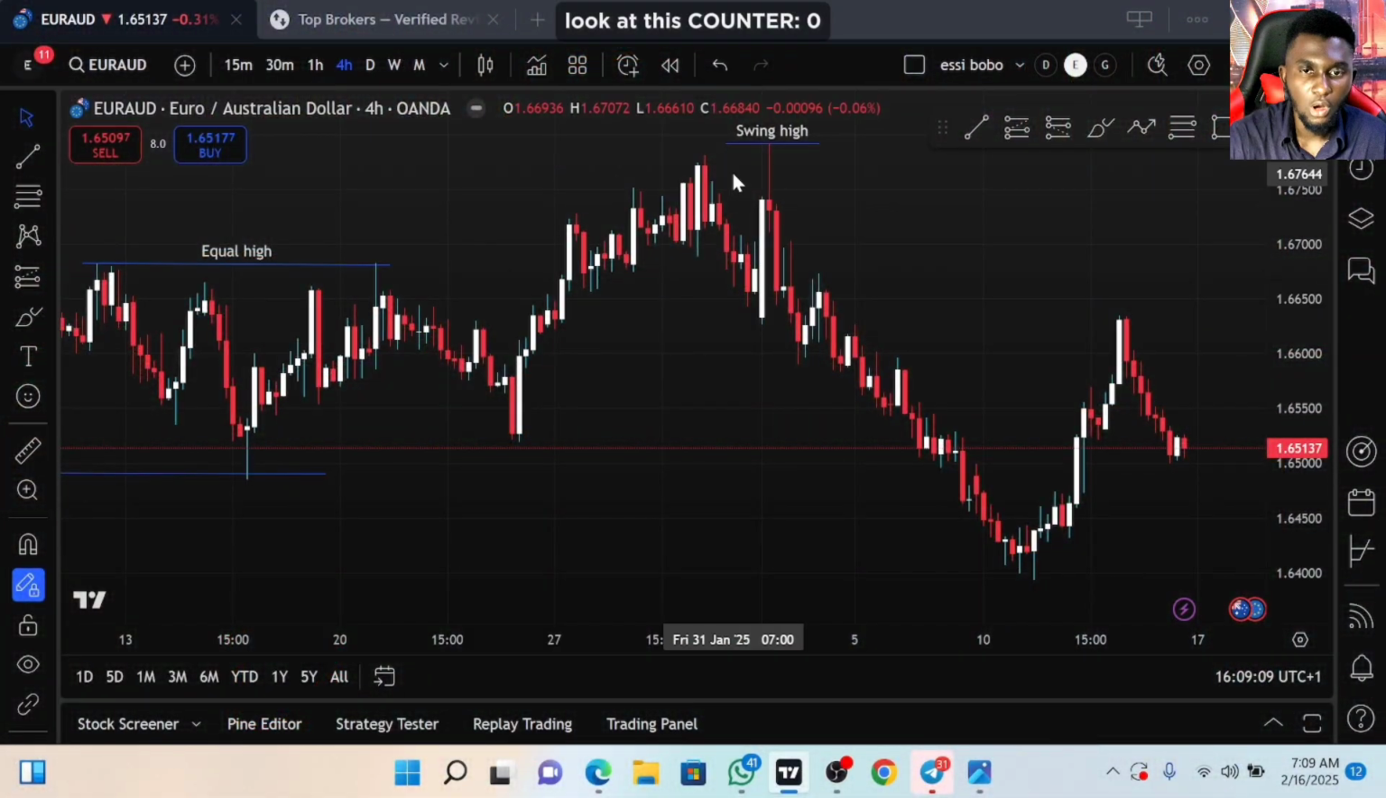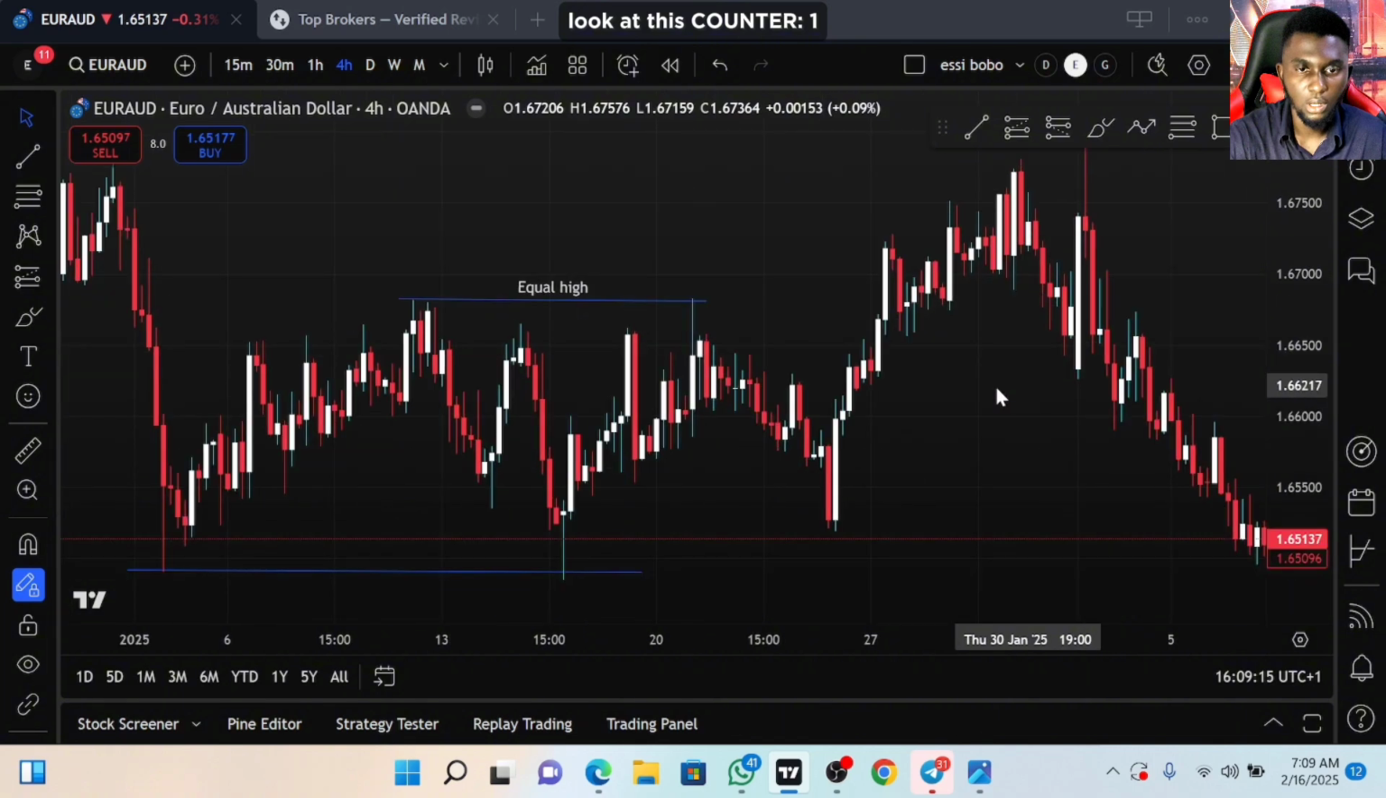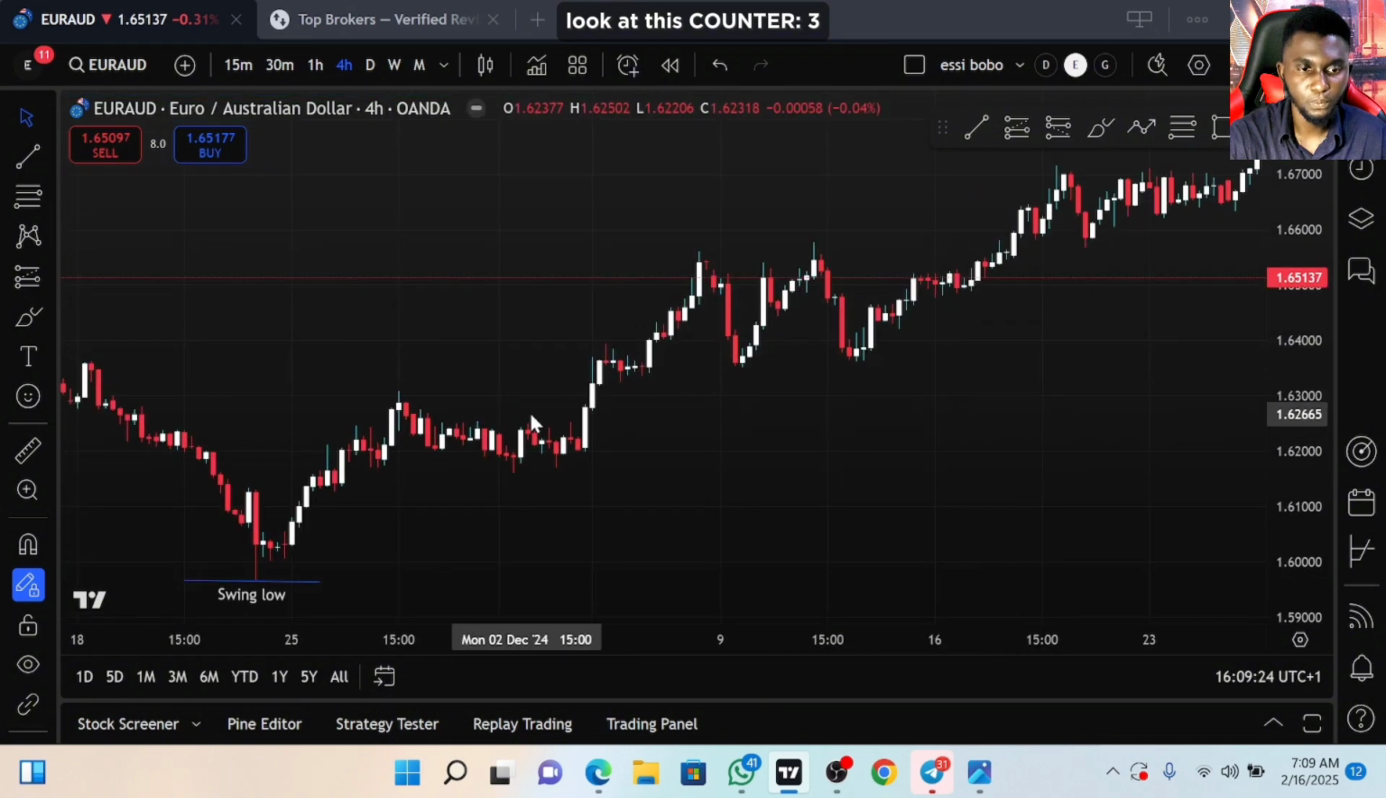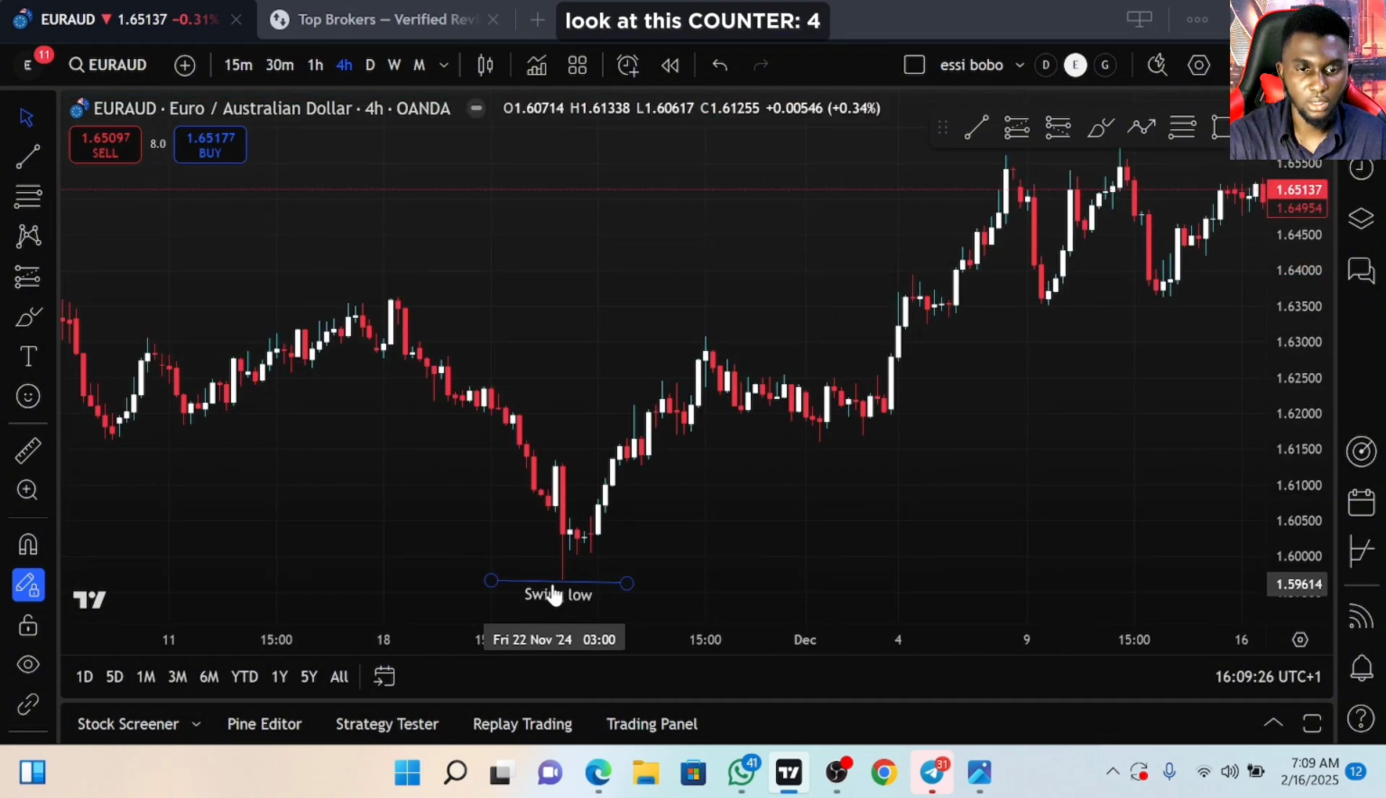Alright, let me take you to my screen and show you equal highs, equal lows, swing highs, and swing lows. Look at this. This is a perfect example of a swing high. Why? Because it took liquidity. Look at this. This is a very good example of an equal high. It took liquidity. Look at this. This is a swing low. This swing low took liquidity.